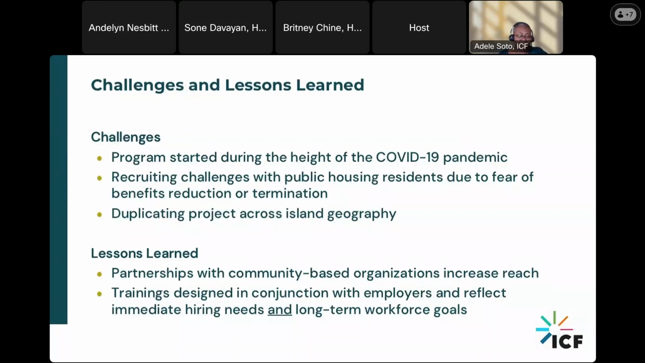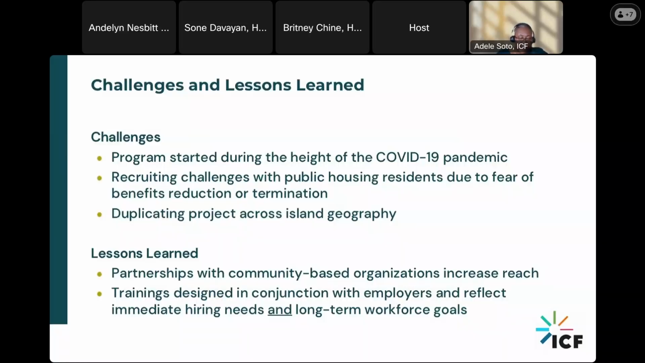Another significant challenge to the project was duplicating the program across the 3 islands that comprise the U.S. Virgin Islands. We quickly learned to play to the strengths of each island and focus on the pain points of each, which was hospitality industry in the St. Thomas, St. John districts, and construction in the St. Croix district. Healthcare, information technology, and marine services transcended all 3 islands.